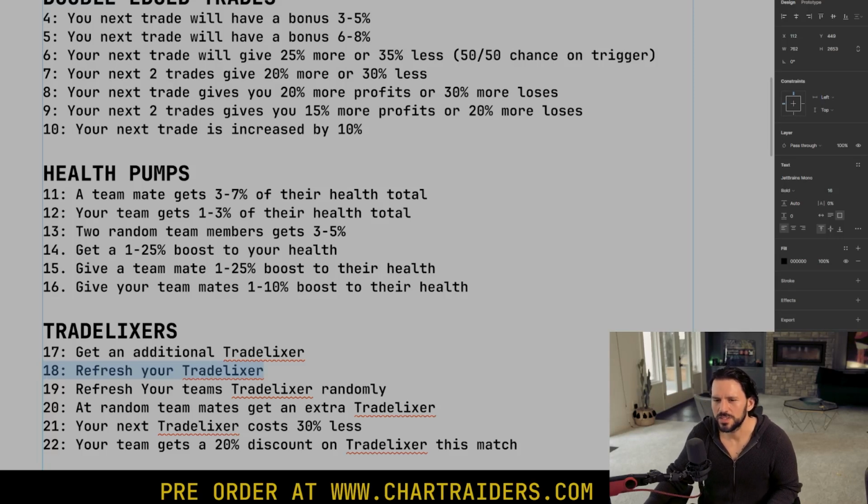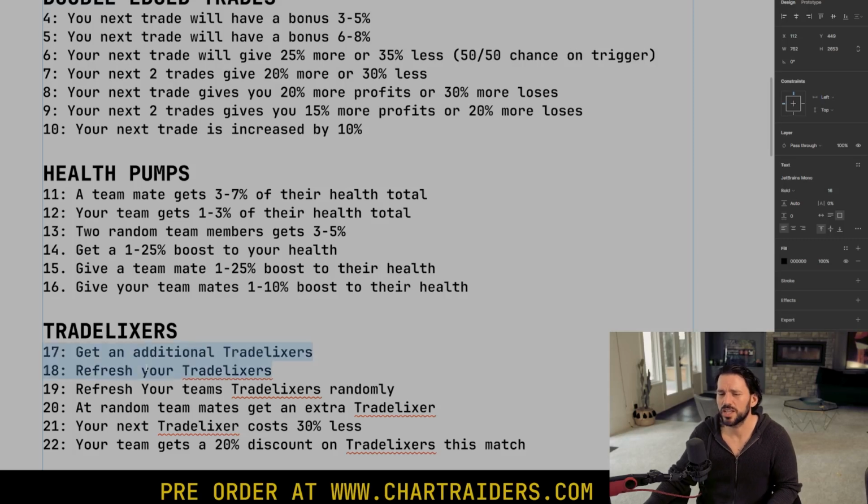So this benefit here is refresh your Tradilixir, refresh your team's Tradilixirs randomly. At random, a teammate gets an extra Tradilixir. Your next Tradilixir costs 30% less. Your team gets a 20% discount on Tradilixirs this match. We need to do that, Tradilixirs. Refresh your team's Tradilixirs randomly. Just pluralizing some of these. Refresh your Tradilixirs, get an additional Tradilixir.